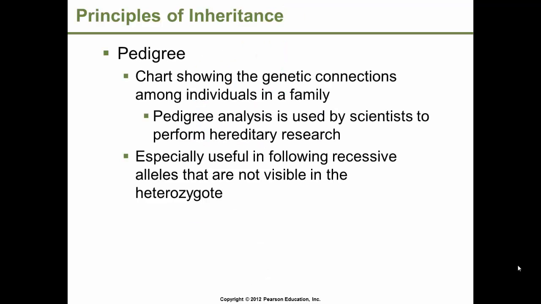A pedigree is a chart that shows the genetic connections among individuals in a family, and pedigree analysis is used by scientists to perform hereditary research. These are especially useful in following recessive alleles that are not visible in the heterozygote. Pedigrees are useful in determining an unknown genotype as well as predicting the chances one's offspring will display the trait. Family or medical records are used to fill in the pattern of the expressions of the trait in question for as many family members as possible.